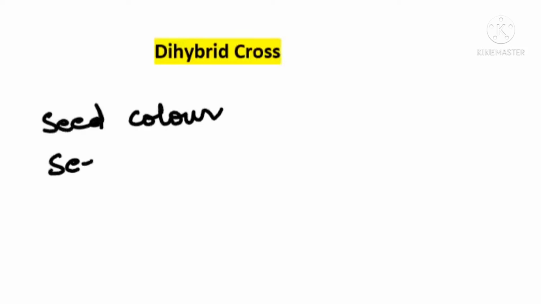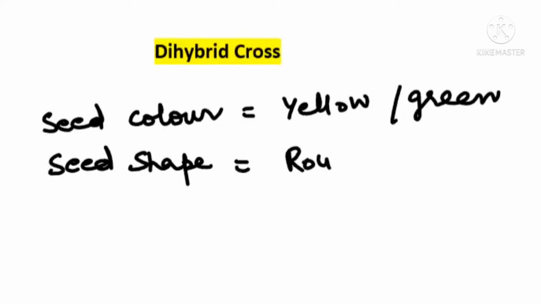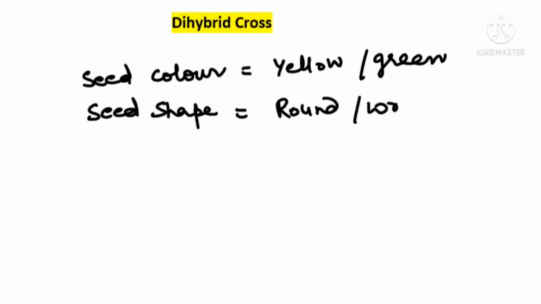In this video, we are going to study the dihybrid cross. Now see, Mendel studied the dihybrid cross by taking two characters at a time. He started by taking seed color and seed shape. These are the two characters he is using. Color can be yellow or green; first I am writing dominant and second is recessive. Shape is round or wrinkled.